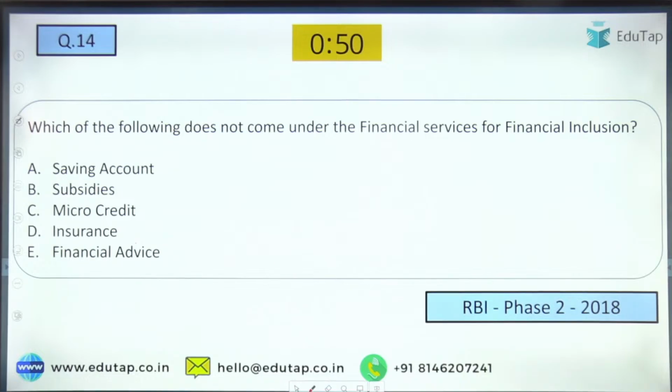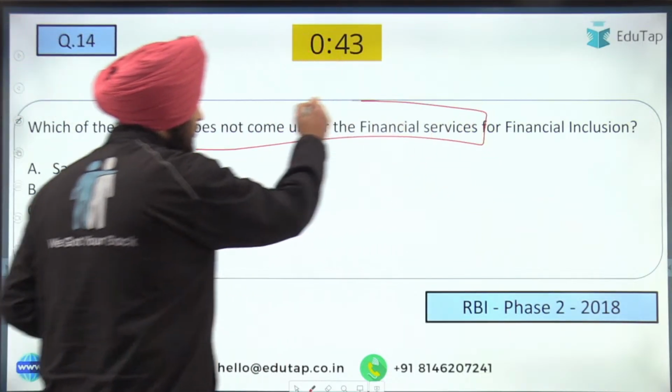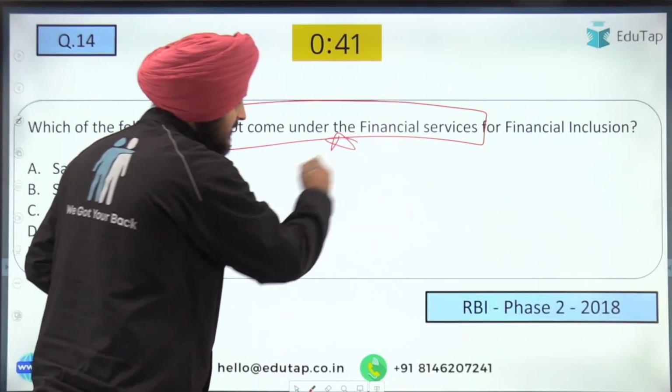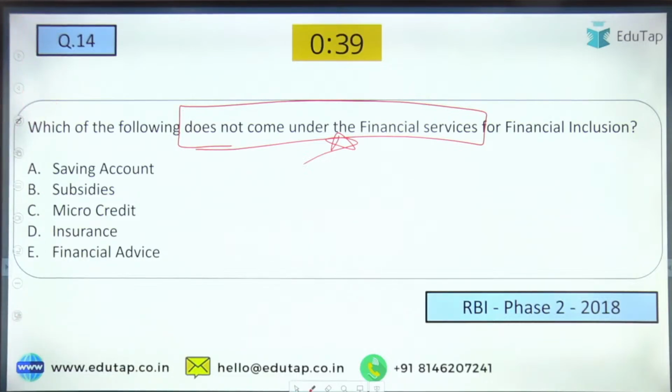So saving account, subsidies, microcredit, insurance, or financial advice. Very easy question. That does not come under financial services. Please focus on the keyword. Does not come under financial services. And this question has also been asked in RBI Grade B Phase 2.